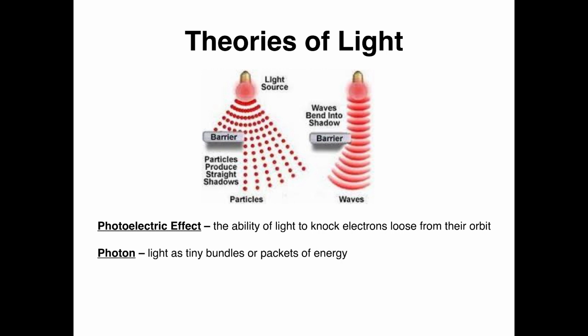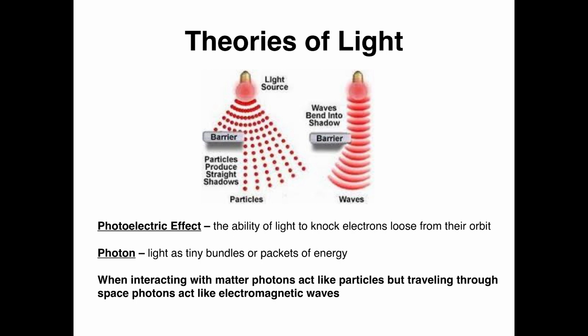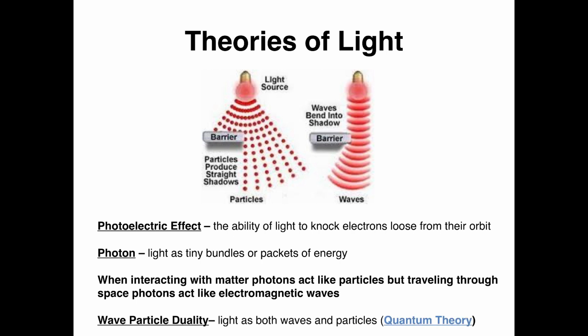A photon, as I said before, is a small bundle or packet of energy. So when interacting with matter, photons act like particles, but when traveling through space, photons act like electromagnetic waves. And so this is what is known as the duality theory of light, that light can act as either a wave or a particle. Wave-particle duality. Light has both waves and particles. And you'll read about something known as quantum theory in this regard.